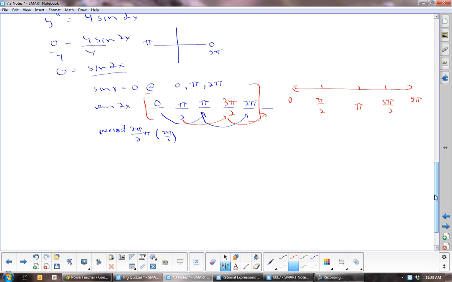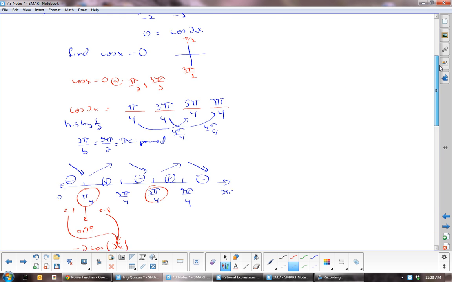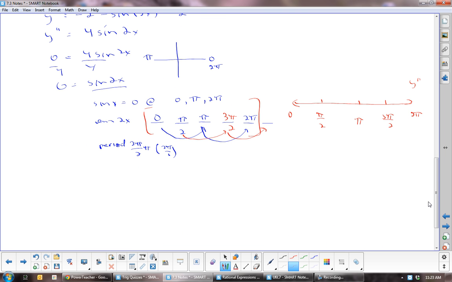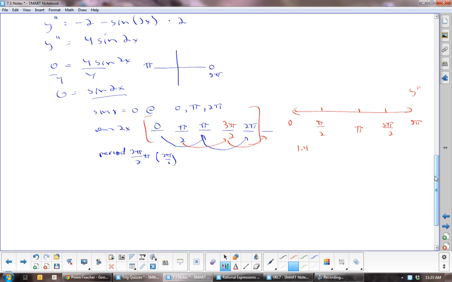Oh, this is y double prime. I guess I should just go up and label this y prime. Okay, so for me, a number under pi over 2 was like 0.7. Maybe everybody should just try it and make sure they are getting what I'm getting. So remember, you were plugging this into your second derivative, right? 4 sine 2x. So you get a positive.